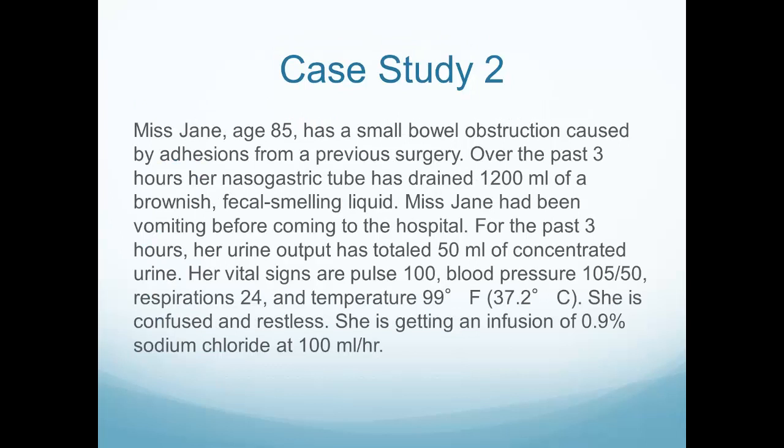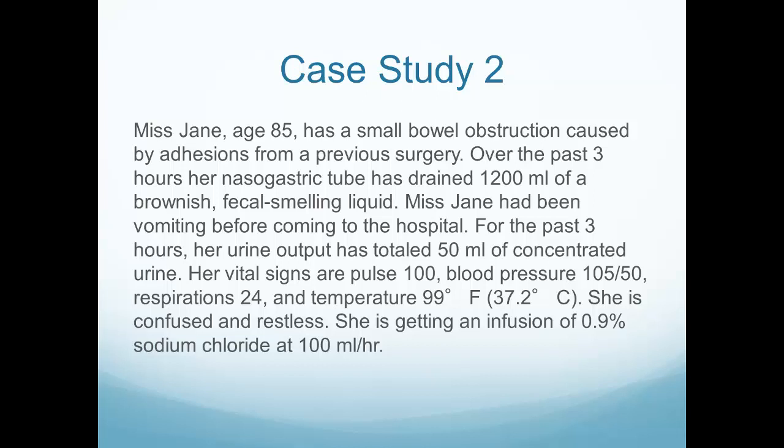Ms. Jane, 85, has a small bowel obstruction caused by adhesions from a previous surgery. Over the past 3 hours, her nasogastric tube has drained 1,200 milliliters of a brownish, fecal-smelling fluid. This is common in a small bowel obstruction. Ms. Jane has been vomiting before coming to the hospital. For the past 3 hours, her urine output has totaled 50 mLs of concentrated urine.